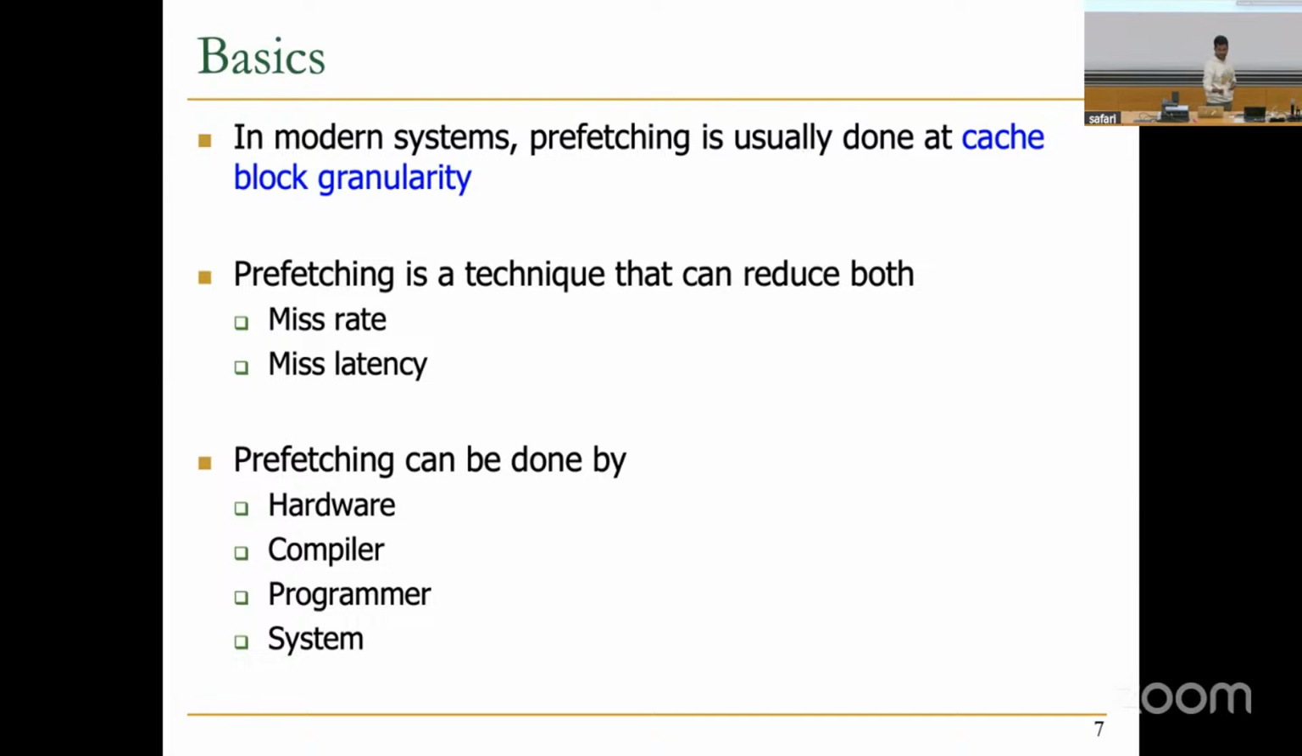Prefetching is a technique that can reduce both miss rate as well as miss latency. How? Miss rate, I hope I don't need to convince you: if you can anticipate beforehand, then when the processor actually demands it, it would find it in the cache, because somebody already fetched the data and put it in the cache. So from the cache's perspective, the miss rate drops. Why is it also reducing miss latency? Because the time it takes to fetch the data is not exposed to the program. The fetching happened behind the program's back, so whenever the data is needed, it is already present.